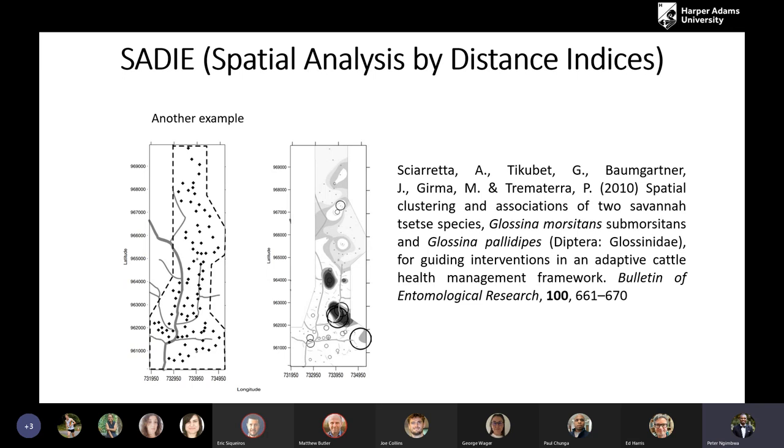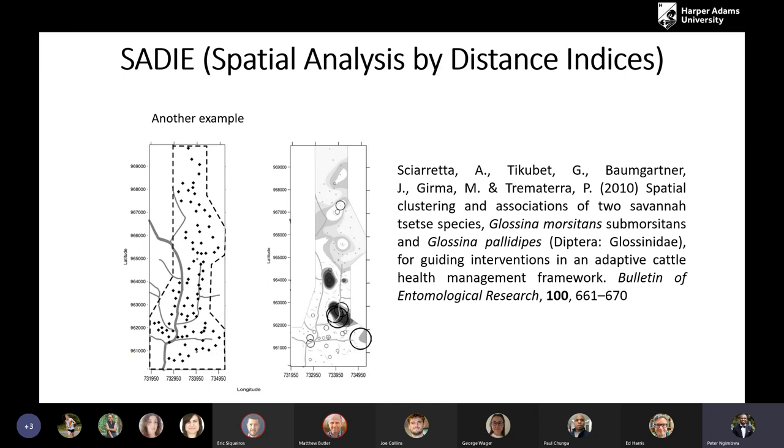So for this study, they also affect the health of the cattle. Here specifically they're talking about the cow. So they collected the data within this area in Ethiopia. So they wanted to know, using traps, which areas have a more significant occurrence of this tsetse fly compared to the other areas.